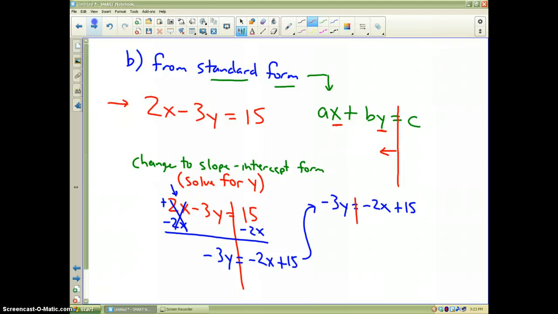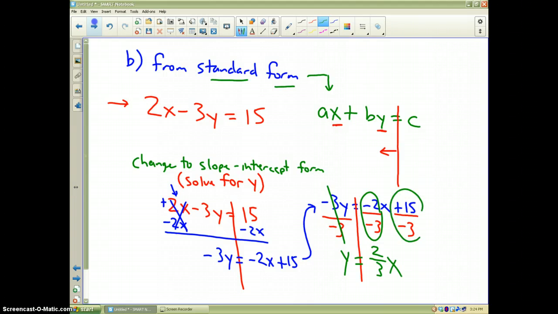Now, the last step is obviously to divide by negative 3. But when I do this, I make sure that I divide the slope by negative 3 and I divide the y-intercept by negative 3 so the two sides stay equal. Those cancel, and I get y equals. This is a negative divided by a negative, which turns out to be positive 2/3, and we'll leave it like that, x. And the y-intercept is positive 15 divided by negative 3, which becomes negative 5.